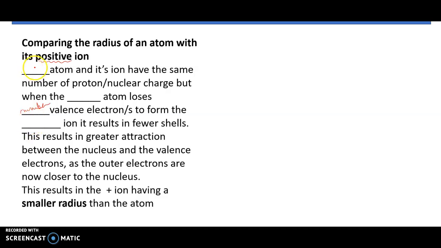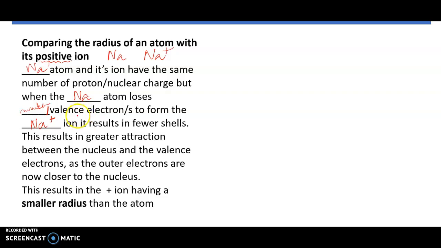So for example, if we take a sodium atom and sodium ion, I would say the sodium atom and its ion have the same number of protons, so the nuclear charge is the same. But when the sodium atom loses one valence electron, how do we know that? Sodium is in group 1, so it will lose one valence electron to form the Na+. How do we know that? If it loses one electron, the charge on it is going to be plus 1.